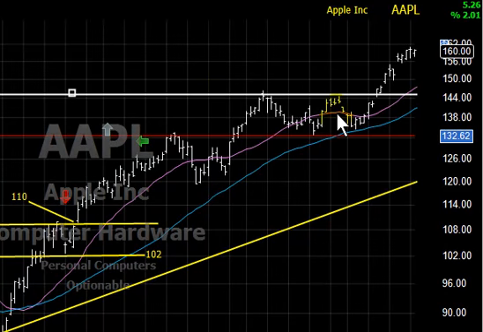And that red line was our stop. So you can see we got into this trading range. When we broke above it, I could buy more. I can add to a position. That's money management as well.